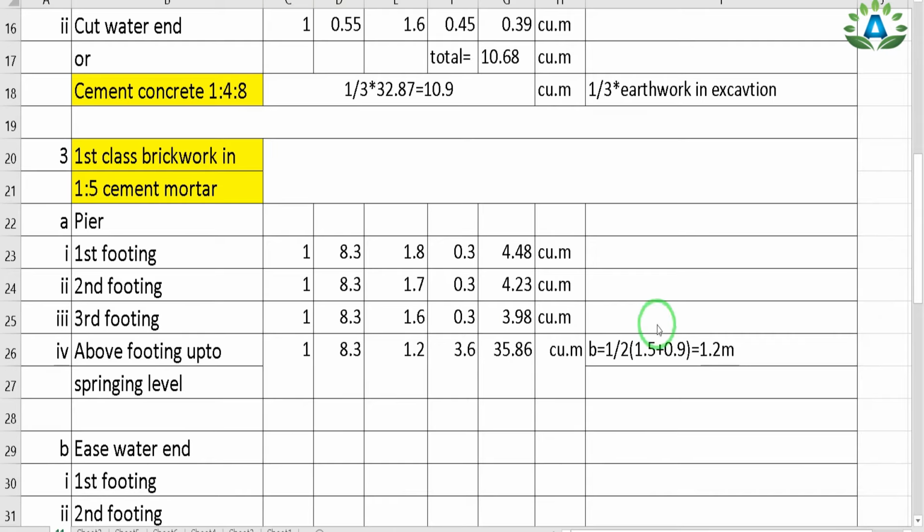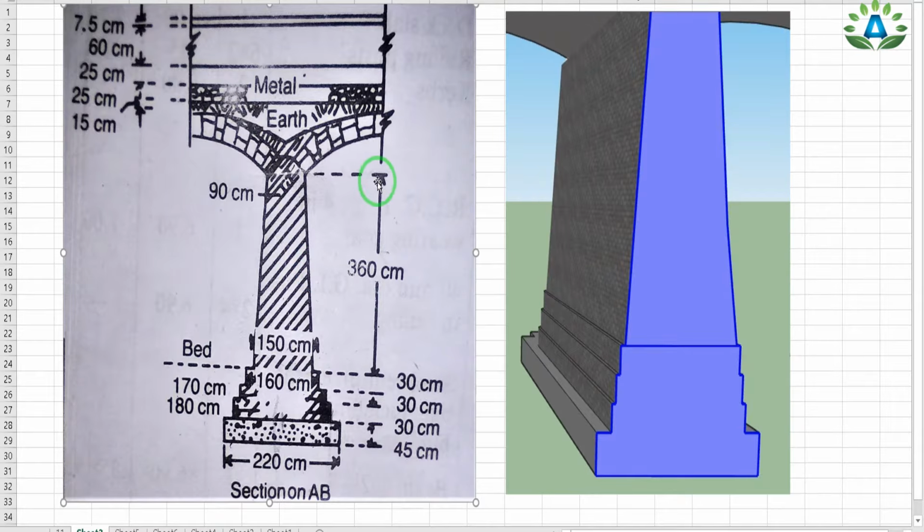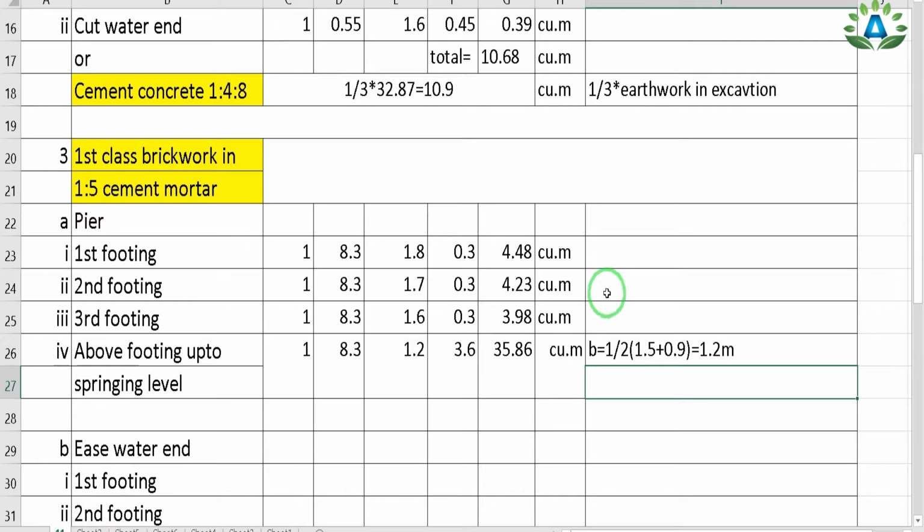That is width equals to 1 by 2 of 1.5 meter plus 0.9 meter. That will be equal to 1.2 meter. So width equals to 1.2 meter. Now we have to calculate the height, and the height here we can clearly see is 360 centimeter. That is 3.6 meter. So 3.6 meter, and we will get 35.86 cubic meter.